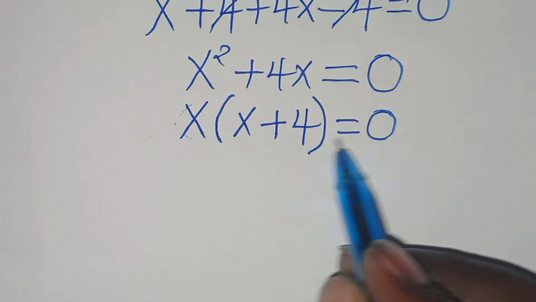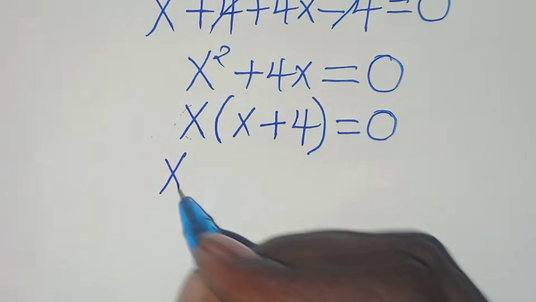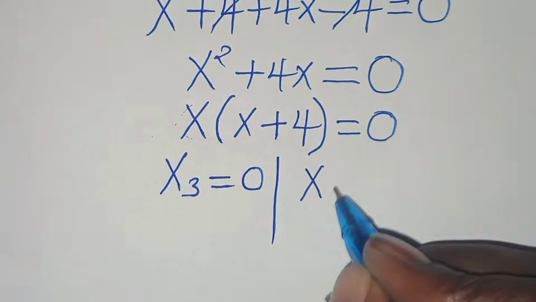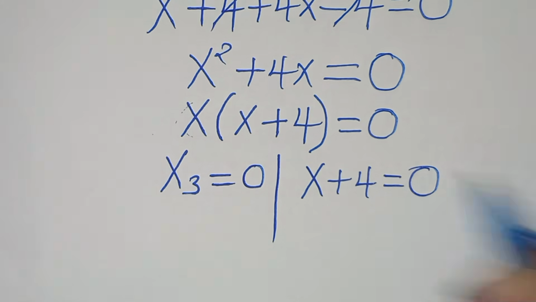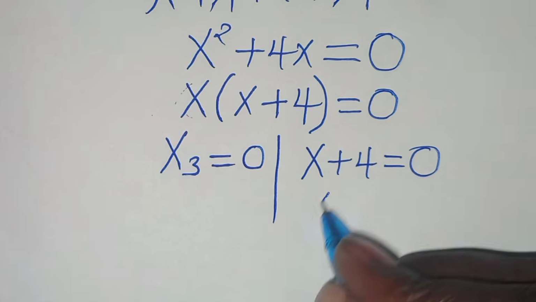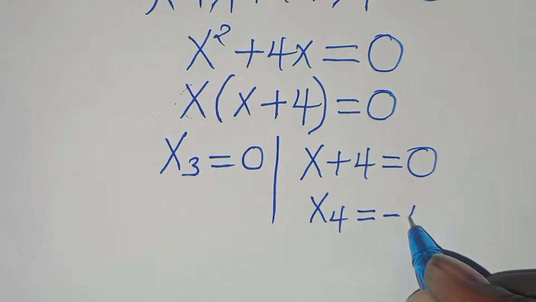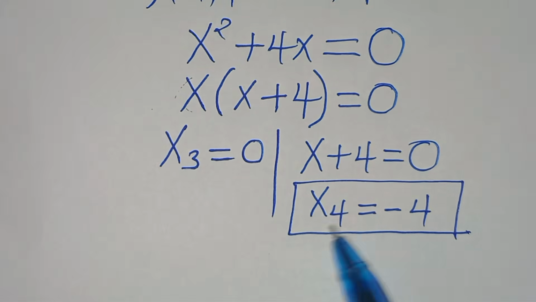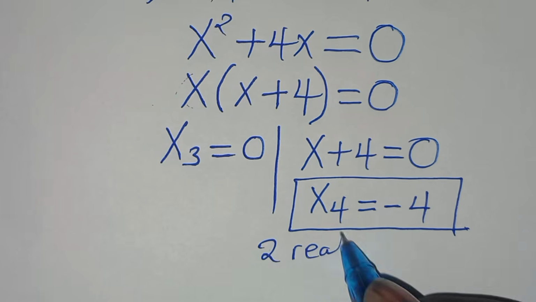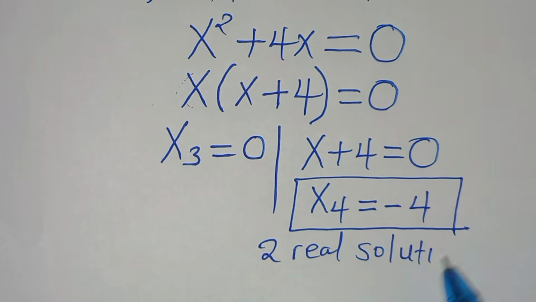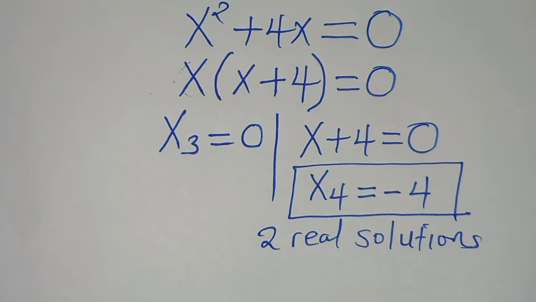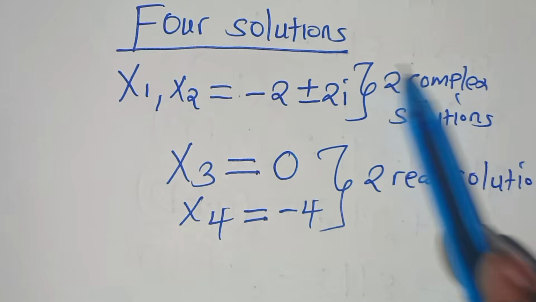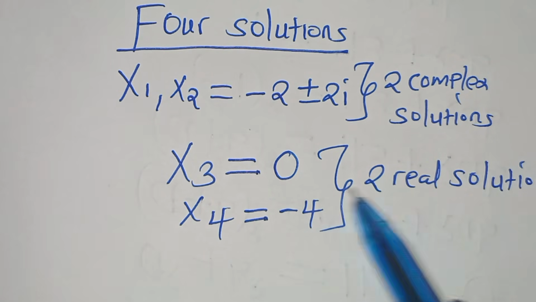We have two possible cases here. We have x3 equal to 0. Then we have x + 4 = 0, so this implies that x4 is equal to negative 4. x3 and x4 are two real solutions under case 2. Now we have got 4 solutions to this algebra problem: two complex solutions and two real solutions.